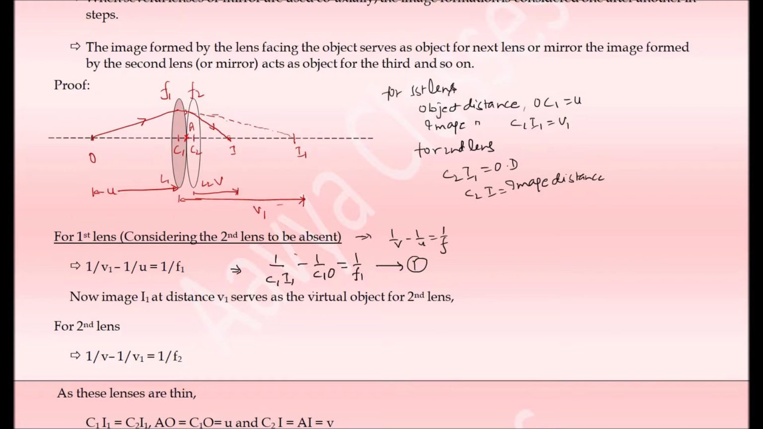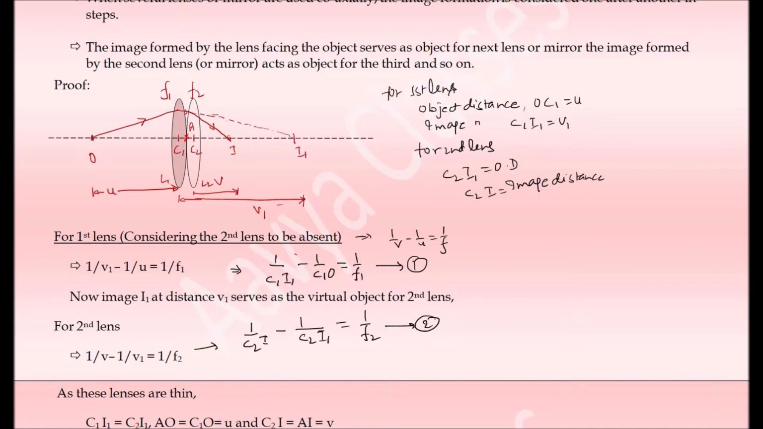Now this image I1 serves as a virtual object for the second lens. So for the second lens, we will write the equation again: 1 by v minus 1 by u is equal to 1 by f, and here the focal length is f2. So the final image distance is v, and the image distance is C2I, the object distance is C2I1, and the focal length is f2. So this is our equation 2.